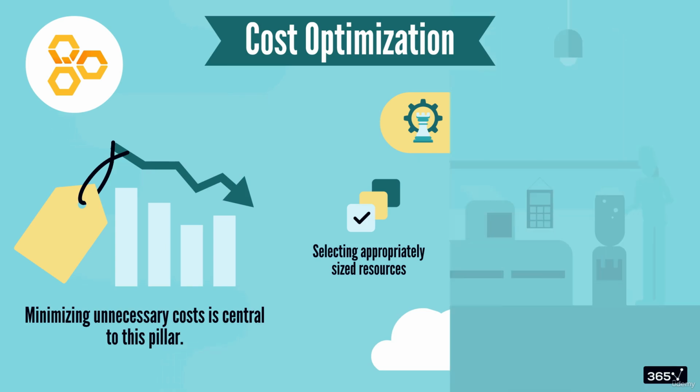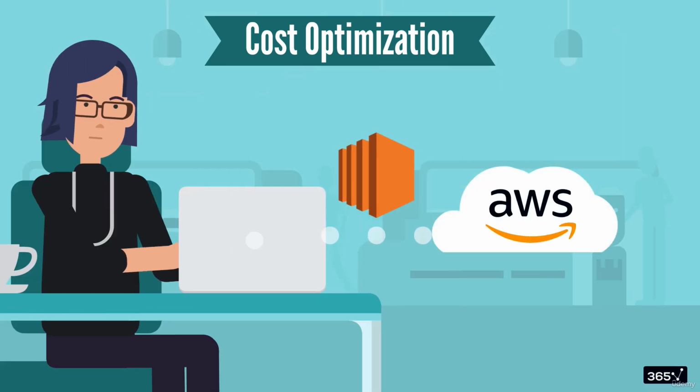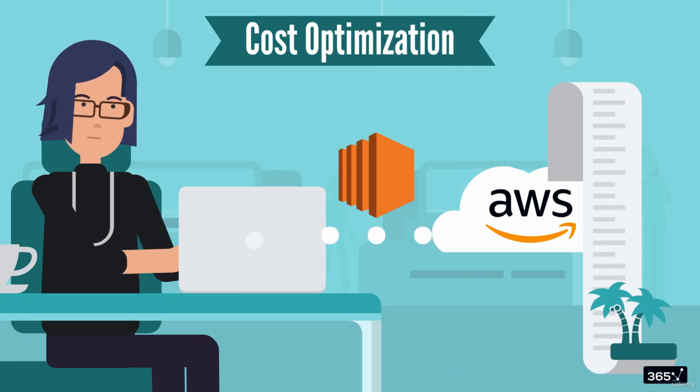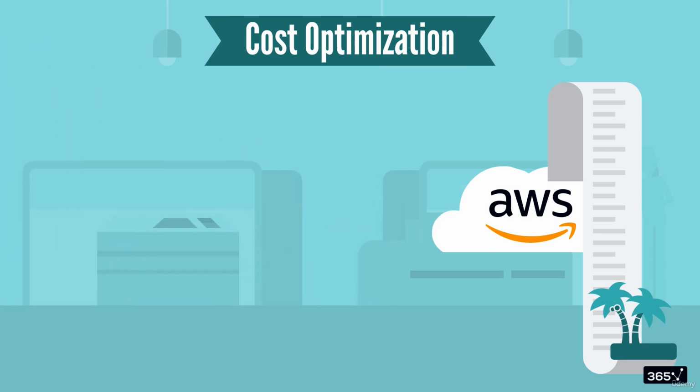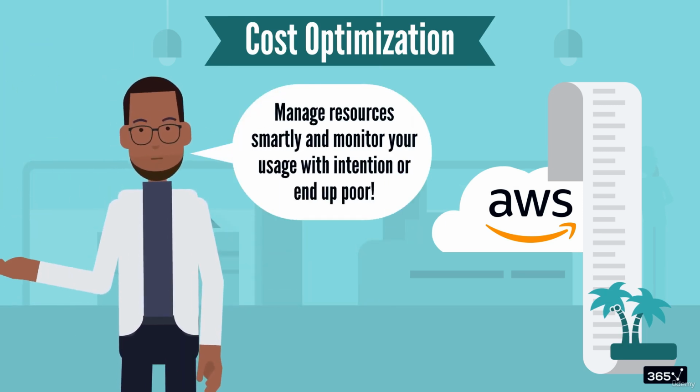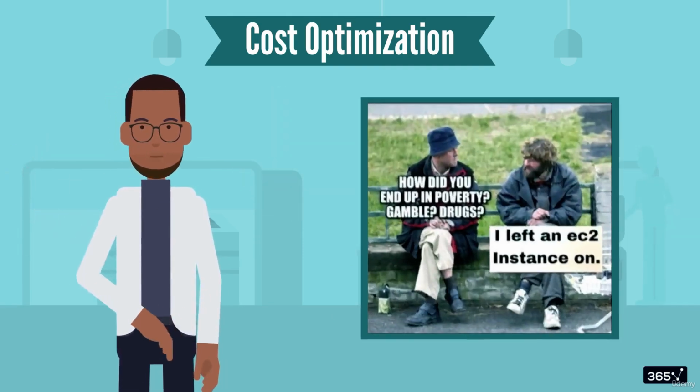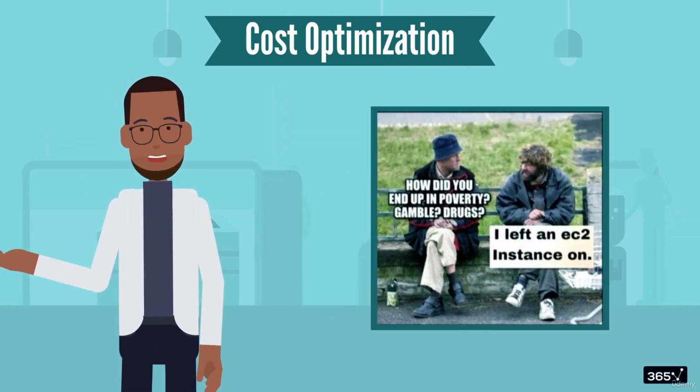For example, continuously deploying high-powered EC2 instances without control could turn your AWS bill into something that resembles a luxury island patches without the beach. The lesson here is simple. Manage resources smartly and monitor your usage with intention or end up poor, like this guy.